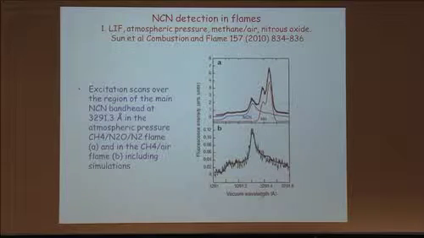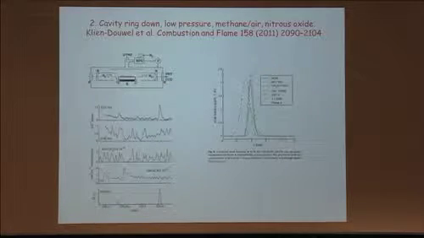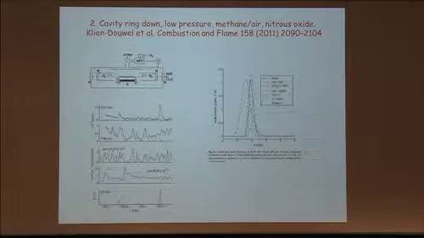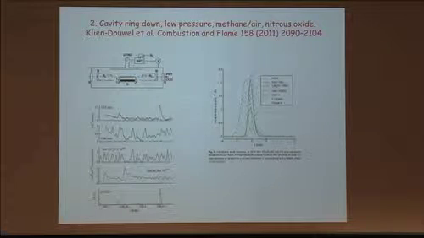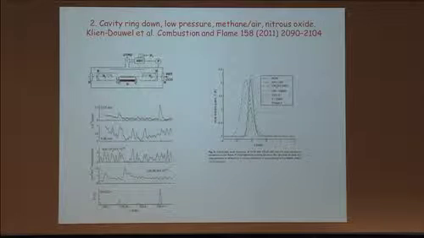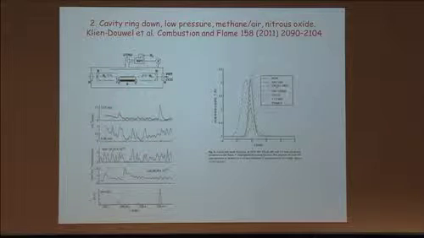Then a couple of slides which I'll pass over very quickly, in which NCN has been detected using laser techniques in a methane air nitrous oxide flame. And then this is using cavity ring-down, which I mentioned earlier on, as a way of probing for NCN. And this is in another flame. There aren't the details of what the flame is there. But NCN is detected directly using spectroscopic methods in combustion systems.